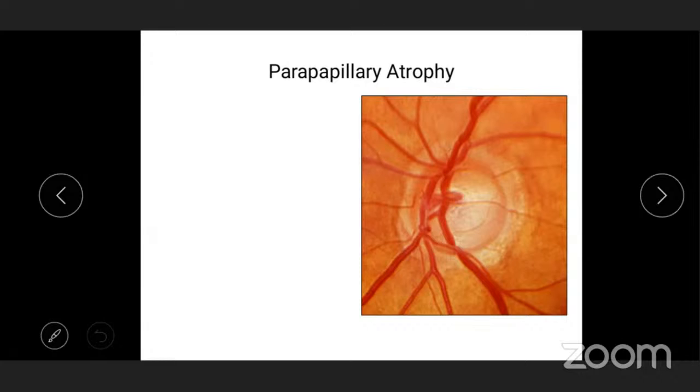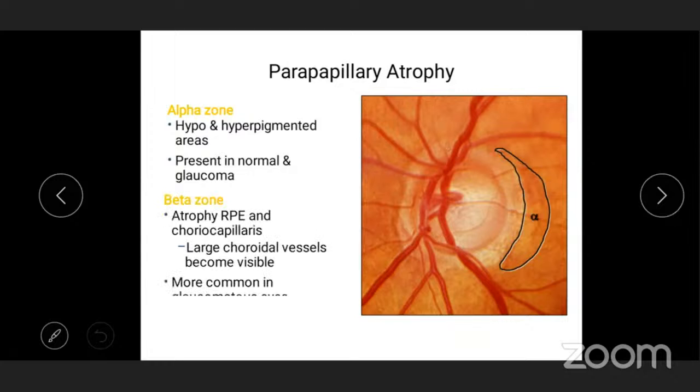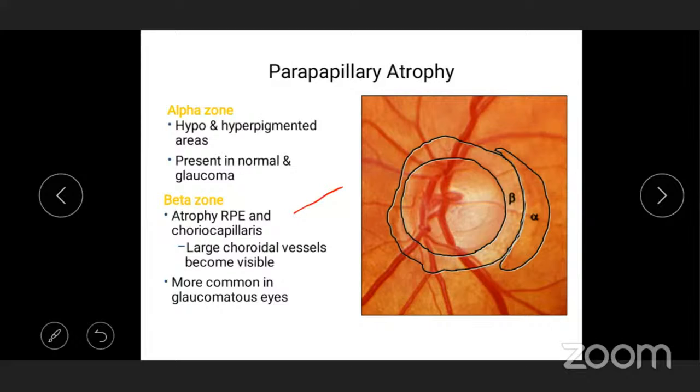Now, the parapapillary atrophy is becoming of a lot of importance in the last decade because of what we have now defined. There are other zones also now defined, but just for easier comprehension today, the alpha and the beta zone. And which one is more important in glaucoma? Please remember it is the beta zone. And the beta zone, why? Because actually, beta zone reflects the atrophy of the deeper layers of the retina, which are in the vicinity of the choroid. That is what the beta zone is.